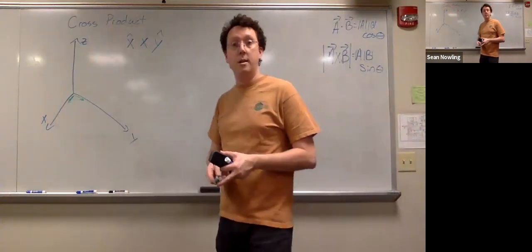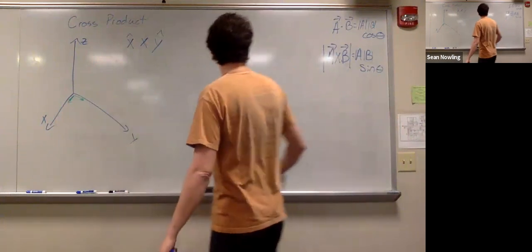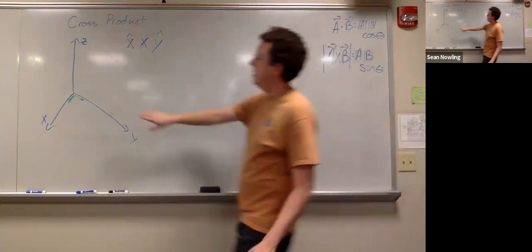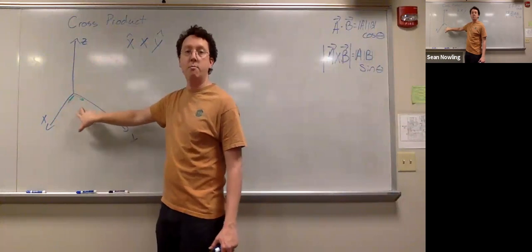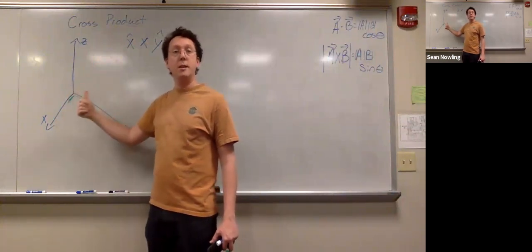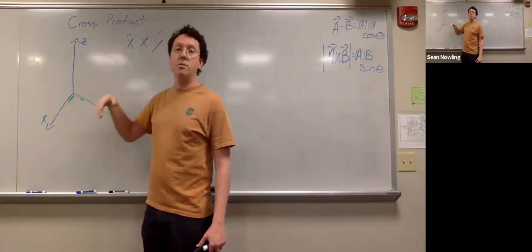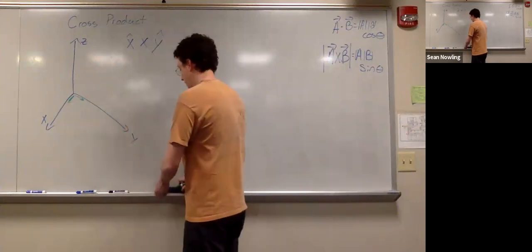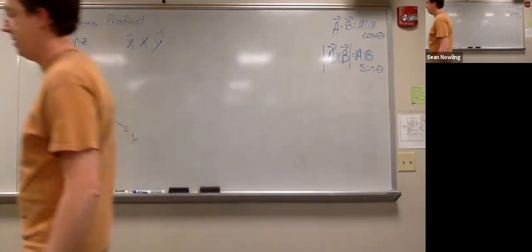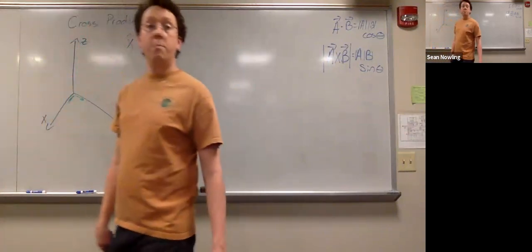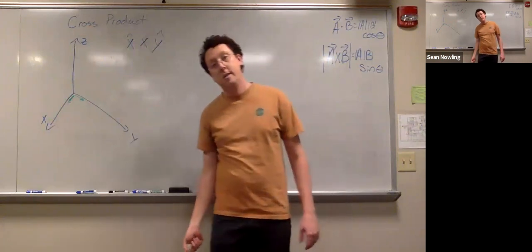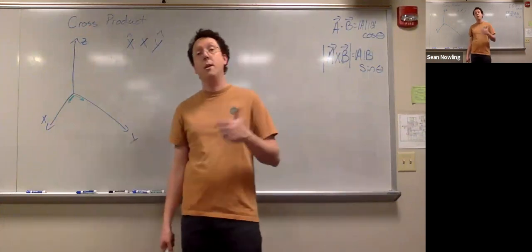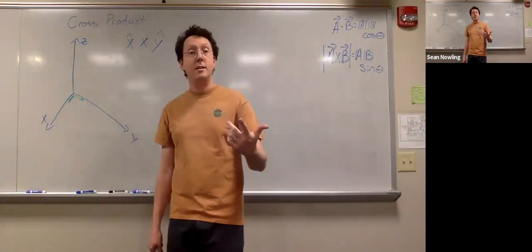In fact, it's going to have length 1, because the formula for the cross product is the magnitude of A times the magnitude of B times the sine of the angle between them. The magnitude of x hat is 1. The magnitude of y hat is 1. The angle between them is 90 degrees. Sine of 90 is 1. So x hat cross y hat has magnitude 1. Great. The answer is going to be perpendicular to both x hat and y hat. The vector perpendicular to x hat and y hat with length 1 is either z hat or minus z hat.